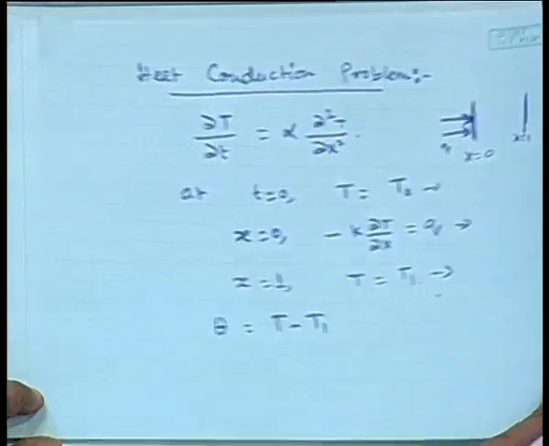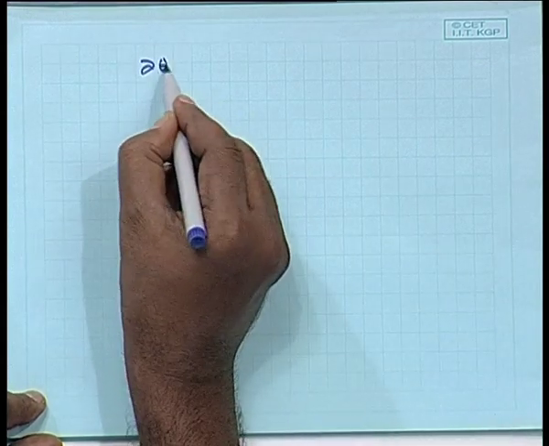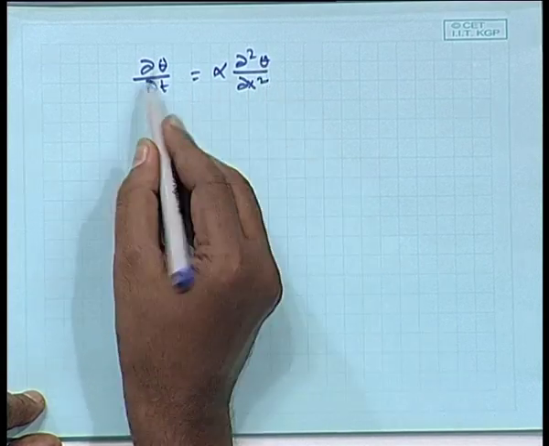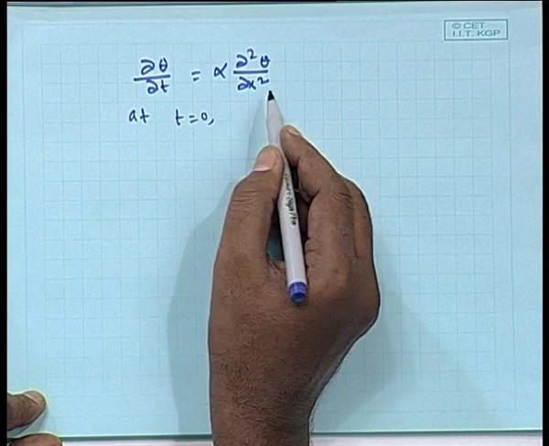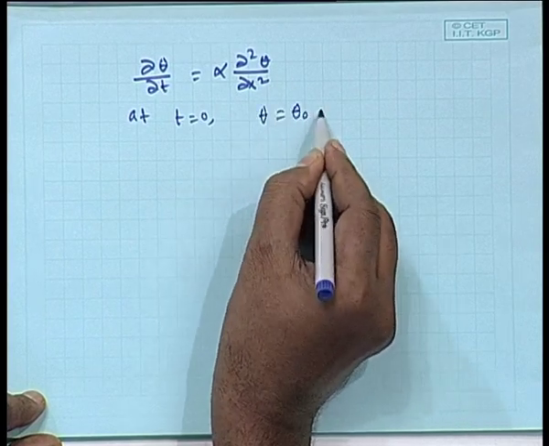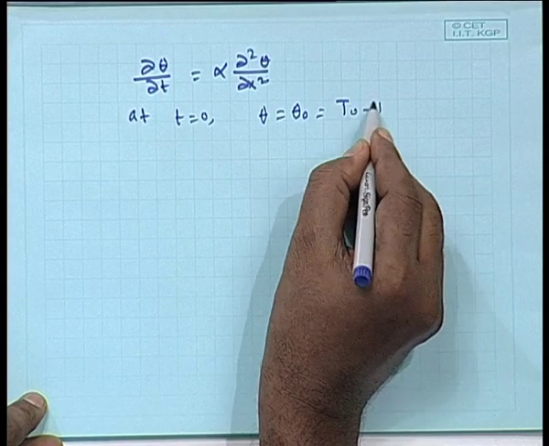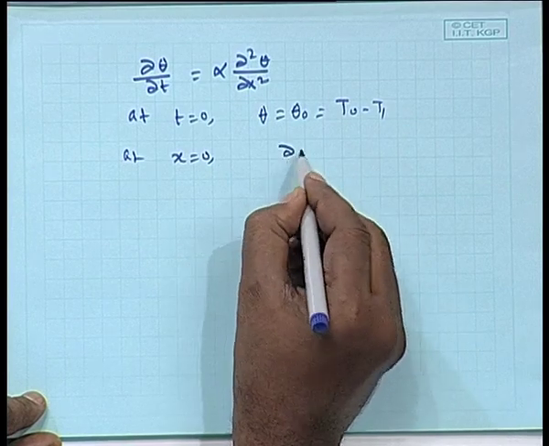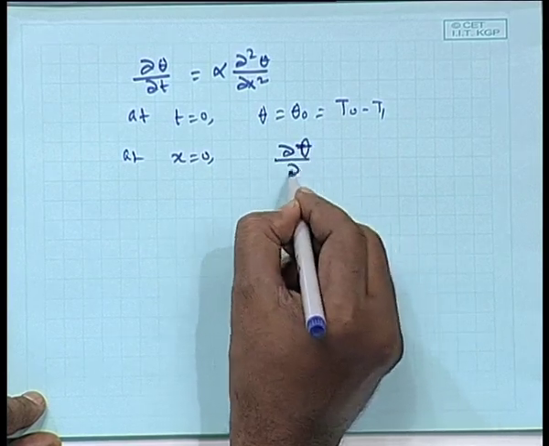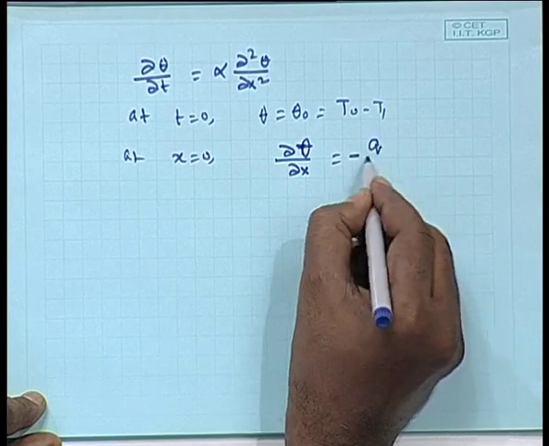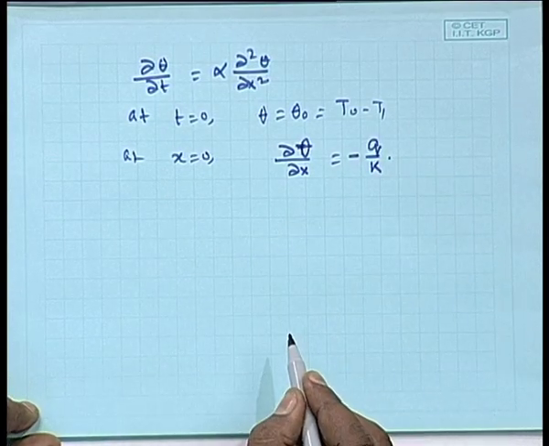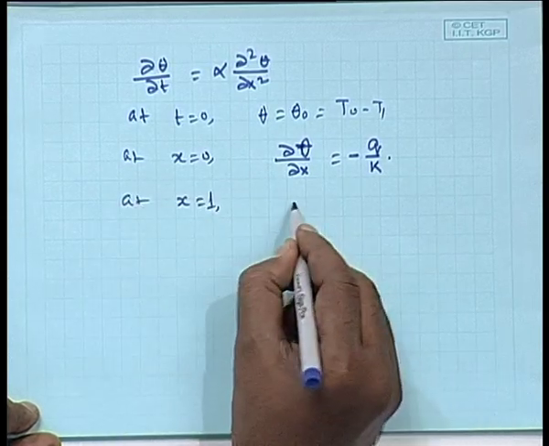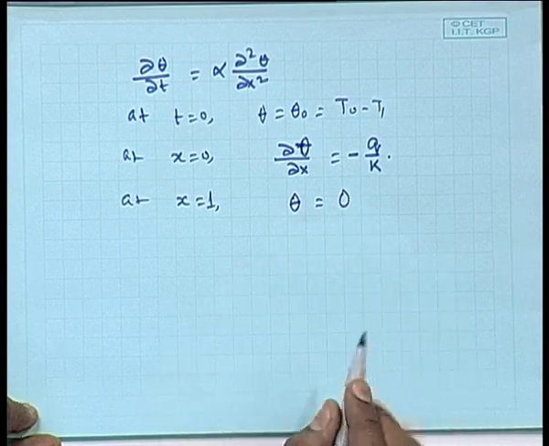Okay. So, if you do so, then you will be getting del theta del t is equal to alpha del square theta del x square. At t equal to 0, you are having theta is equal to theta 0. Theta 0 is nothing but T0 minus T1. Okay. Now, at x equal to 0, you will be having del theta del x is minus q by k, right, and at x equal to 1, you will be having theta is equal to 0.